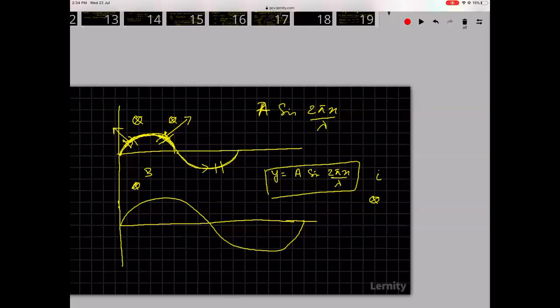The point to note is that on this portion of the wire, there will be a force in this direction, right? Similarly, on this portion of the wire, there will be a force in this direction. Now I can resolve this into vectors, one like this and one like this. So I can resolve this also into vectors, one like this and one like this.